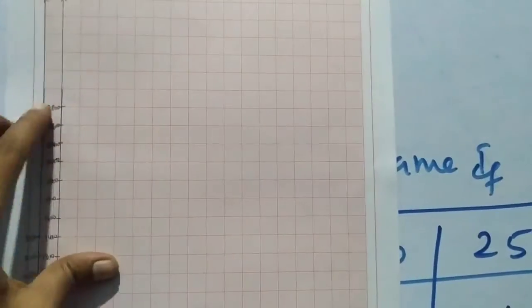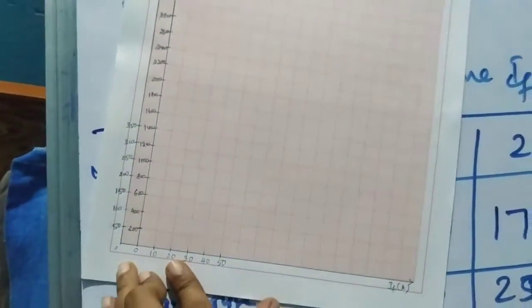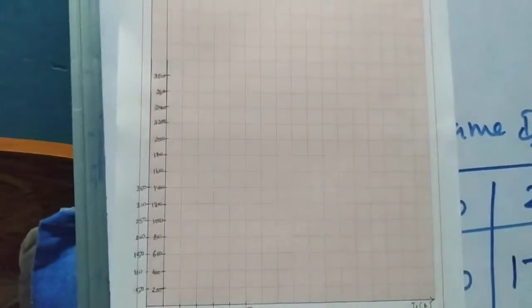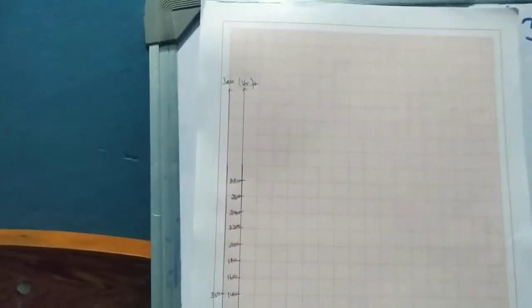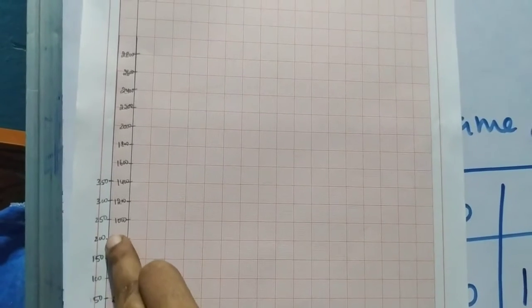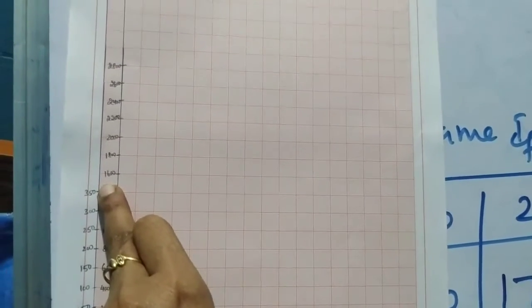In this graph you can see that at the x-axis I have taken a scale of 0, 10, 20, 30, 40, 50, and this will be the y-axis, that is IAC phase. So the IAC phase values are 50, 100, 150, 200, 250, 300, 350. Okay, first we will draw the short circuit characteristic.